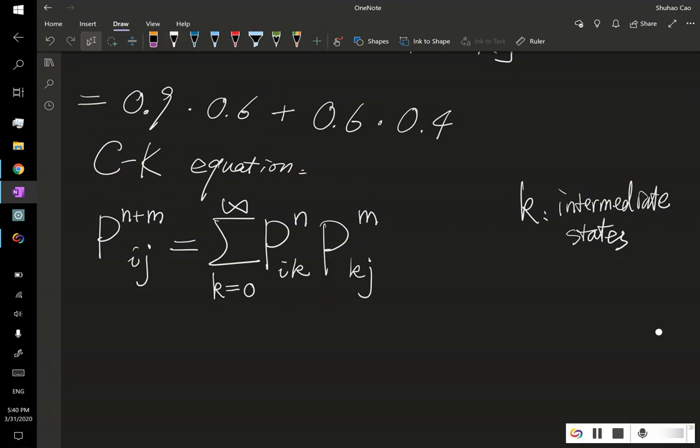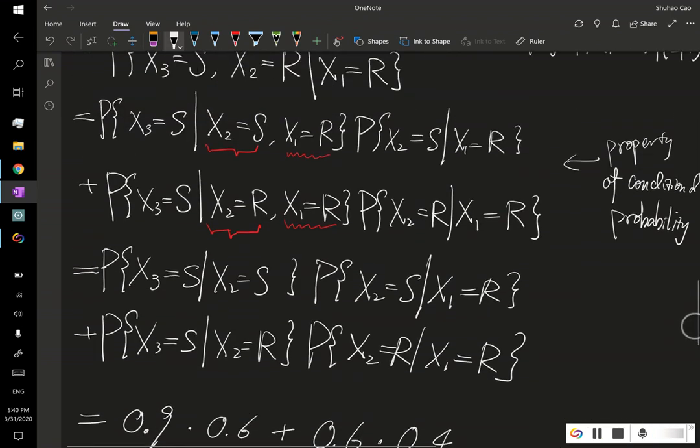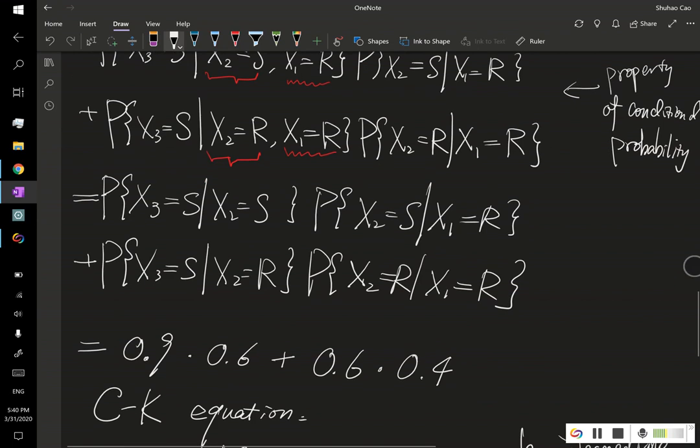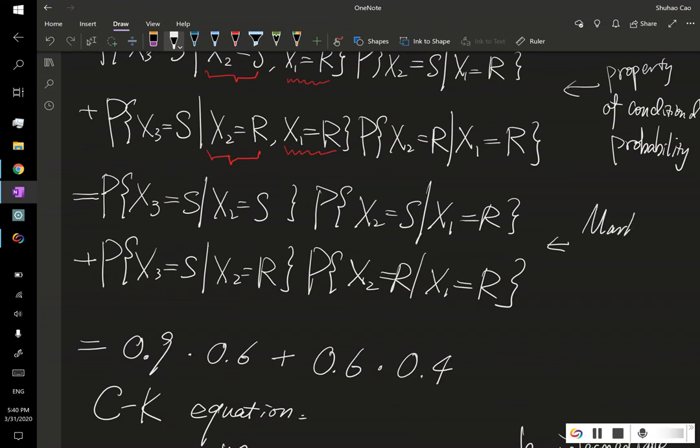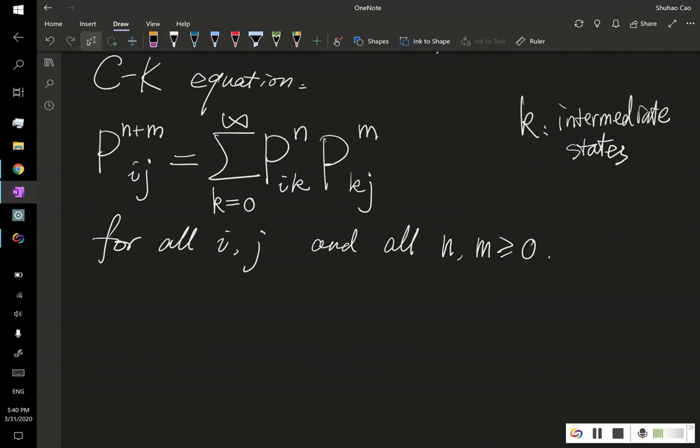And this applies for all i, j and for all m and n that are greater than or equal to 0. Okay, so the proof is extremely similar to what we had right here, using conditional probability. This step, I forgot to remark, is the Markovian property. It's for the general case, where we have infinitely many intermediate states for our stochastic process to jump into.